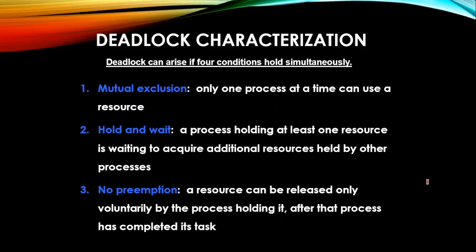Now the second condition is hold and wait. In this condition, the process will be holding some resources and will be waiting for other resources. And unfortunately, the resources it is waiting for are held by someone else. The third condition is no preemption. This condition says that we cannot forcefully take a resource away from a process. The process must voluntarily release a resource on its own. This condition is called no preemption.